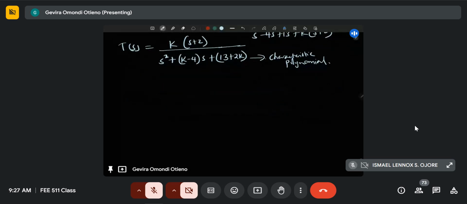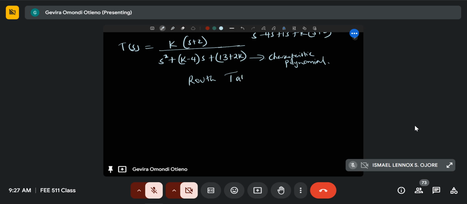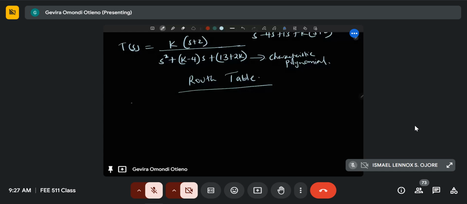So let's draw the root table. The highest power I have here, this one is an easy one, is 2. So we have S to power 2, then S to power 1, then S to power 0. I know by now you should know how to draw the root table.